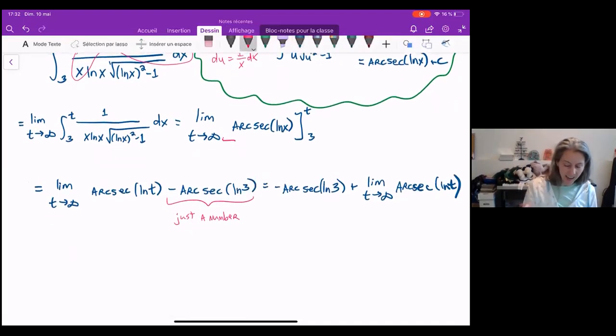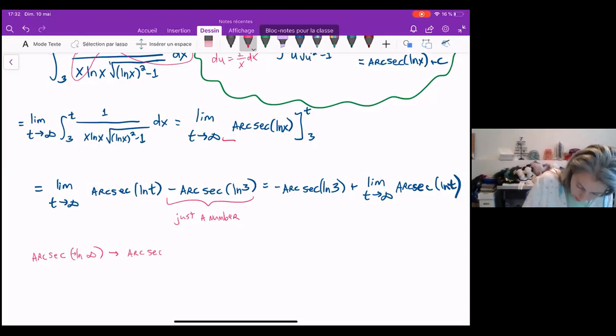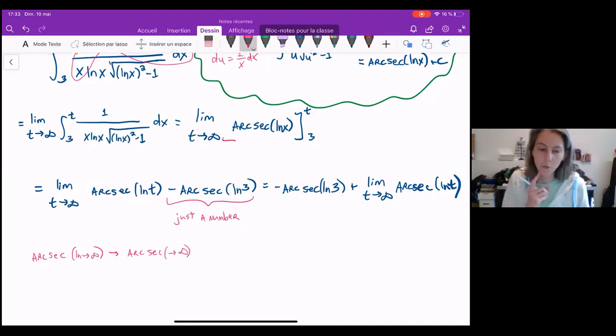So we're kind of looking at, and this is really bad, we really shouldn't write this, but I'm going to just so that we can think about it, what's happening at arcsecant of ln of infinity? Well, we know that ln of infinity is going to infinity. So arcsecant, and we're going to just say ln approaching infinity. So this is like arcsecant of something that goes to infinity. Okay, well, we're basically saying when is secant going to infinity?